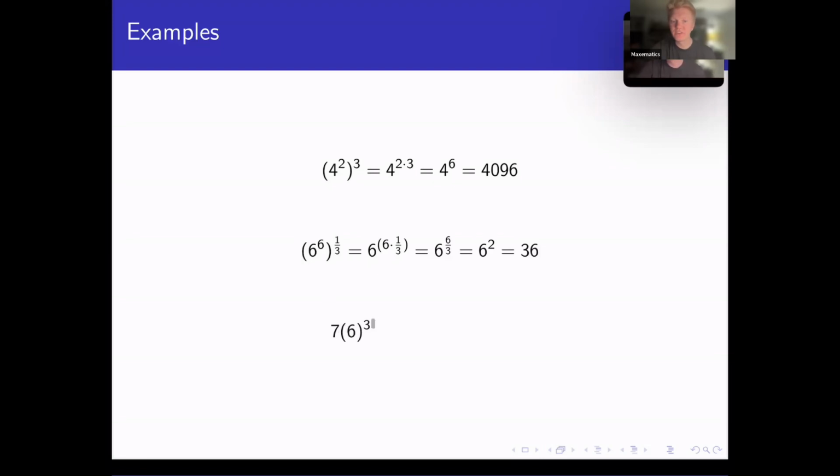7 times 6 cubed. Again, be very careful. The placement of our parentheses tells us exactly what is being raised to the 3rd power. If we had no parentheses written, it would be the exact same. Remember that we always do exponents before multiplication. PEMDAS, P-E-M-D-A-S, exponents before multiplication and division. So this says only raise 6 to the 3rd power, which is 216. And now we can multiply: 1512.